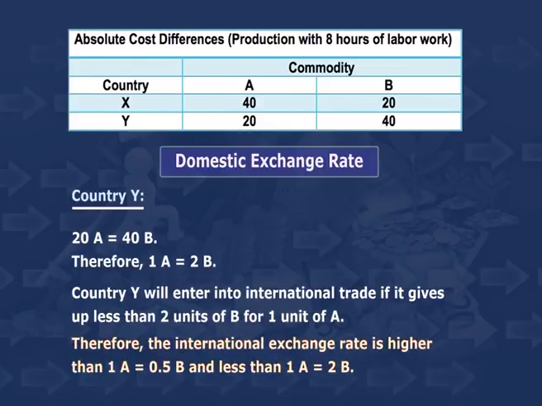Therefore, the international exchange rate is higher than 1 unit of product A equivalent to 0.5 unit of product B and less than 1 unit of product A equivalent to 2 units of product B. We can say that country X can produce commodity A at lower cost and country Y can produce commodity B at lower cost. Thus, in this situation, international trade is mutually beneficial.